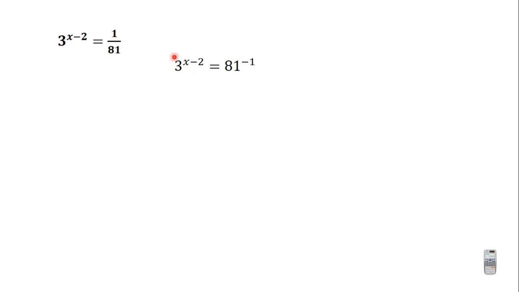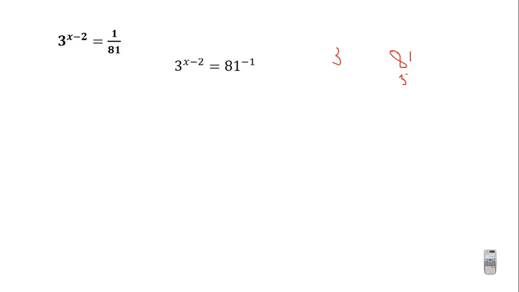The term on the left hand side, which is 3 exponent x minus 2, and the term on the right hand side, which is 81 exponent minus 1, should have the same base so that we can equate the exponents. The base on the left hand side is 3. The base on the right hand side is 81. We can't reduce 3 any further, so we have to reduce 81 such that it has a base of 3. This means that 3 exponent a certain number will give us 81, and we need to find that number.